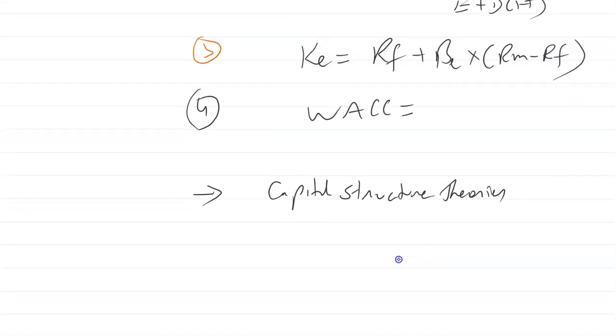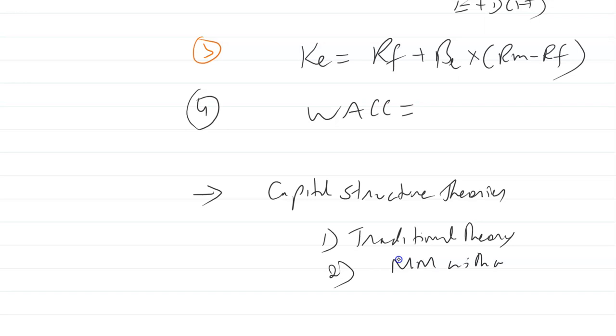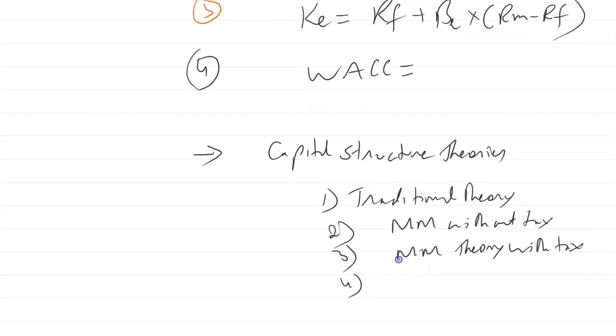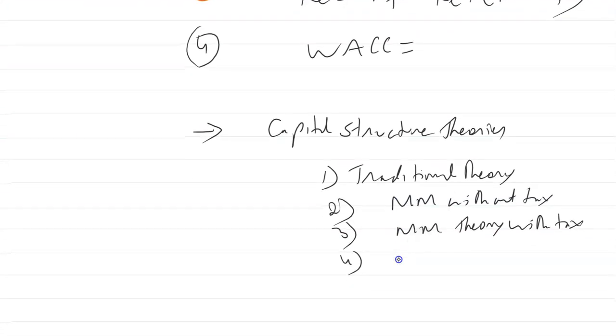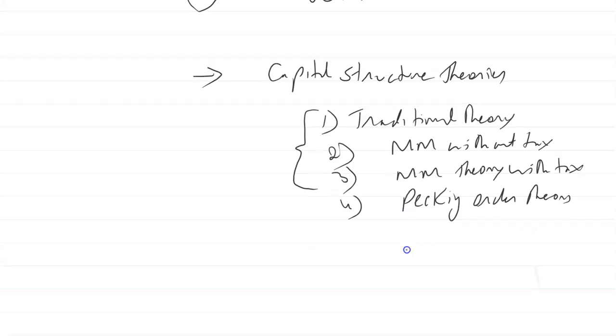These are very important: traditional theory, theory without tax, theory with tax, and plus there is another theory, pecking order theory. I have made some videos on this, and that is also available on the YouTube channel.